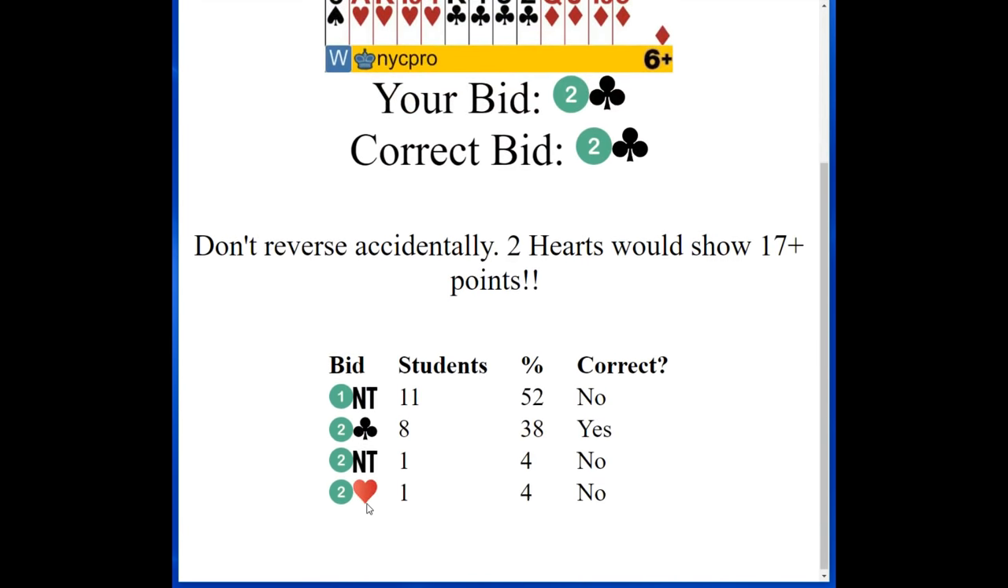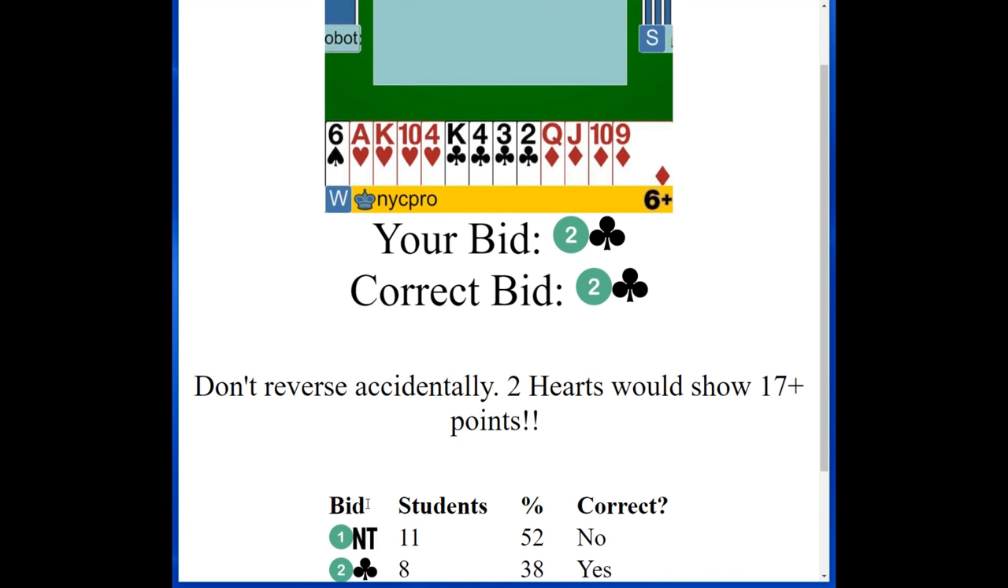2 no would show 18, 19, so we can't show that. So our choices are essentially 1 no trump and 2 clubs. And the problem is, I've seen this happen way too many times, which is why I prefer 2 clubs.